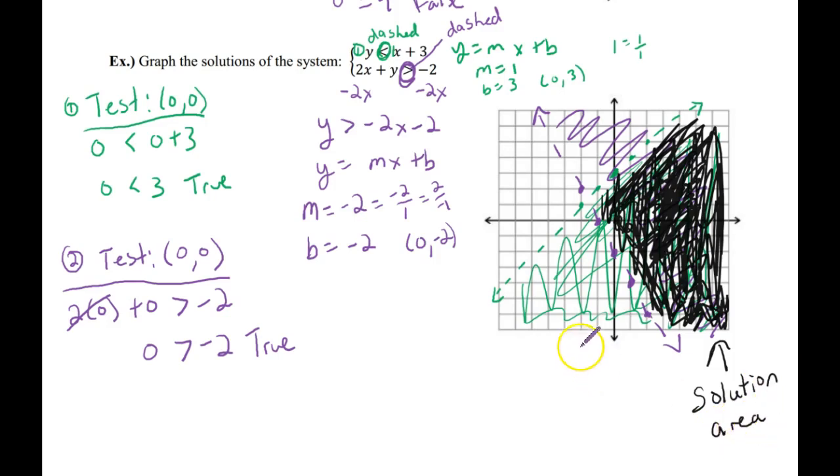Alright, and there you go. That's solving systems. You graph one inequality, graph the other inequality, and then the overlapped area is the solution set.